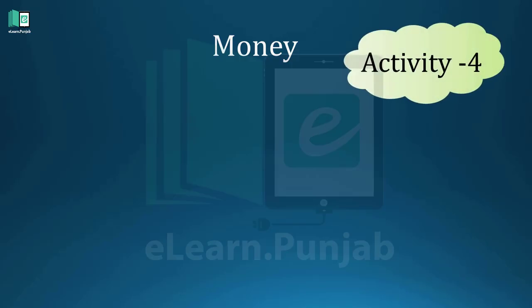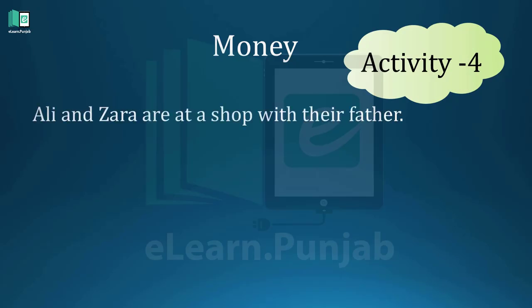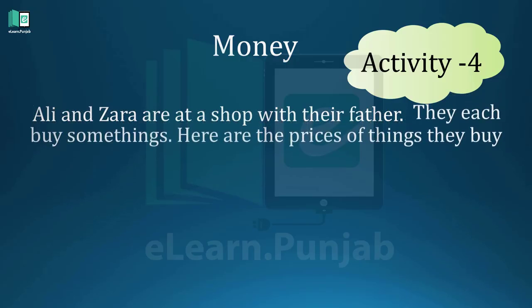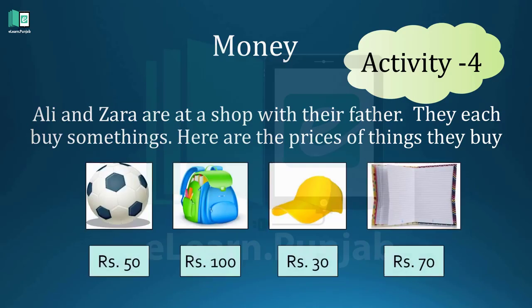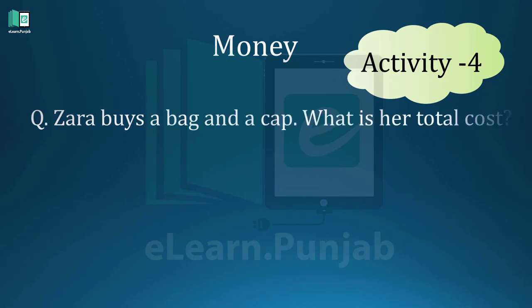Activity 4. Ali and Zara are at a shop with their father. They each buy some things. Here are the prices of the things they buy. See the prices of the things. Now the question is: Zara buys a bag and a cap. What is her total cost?